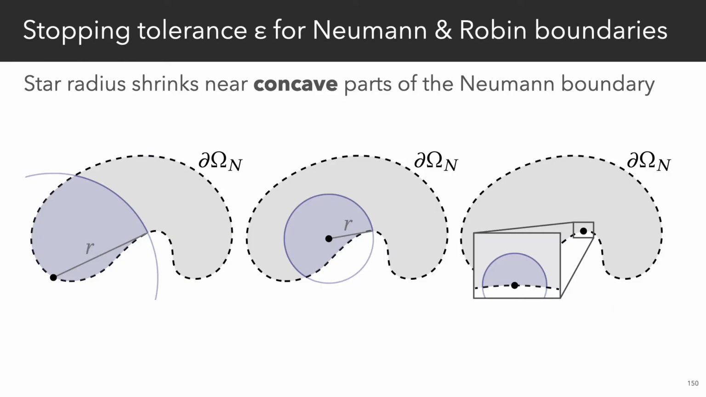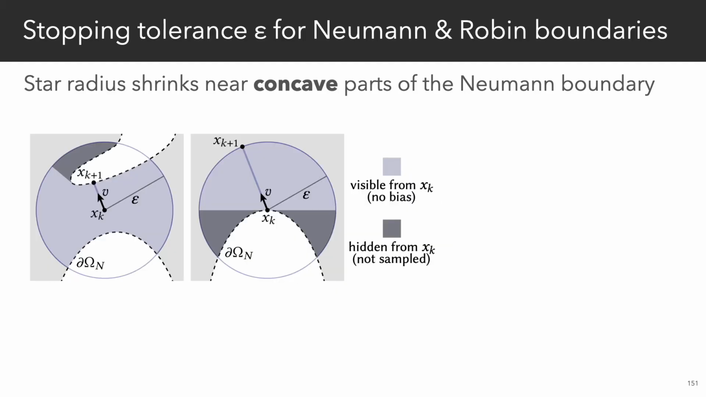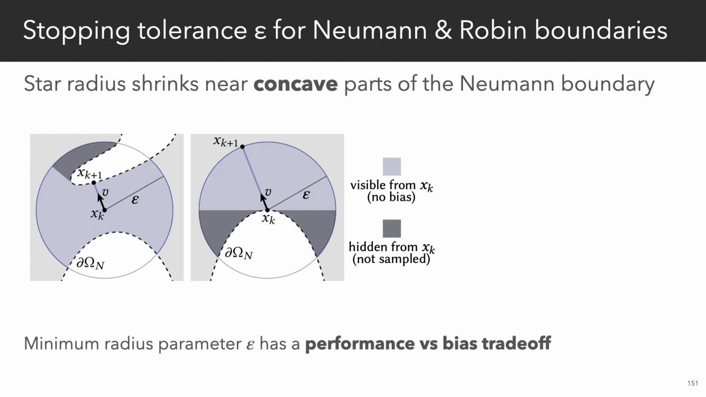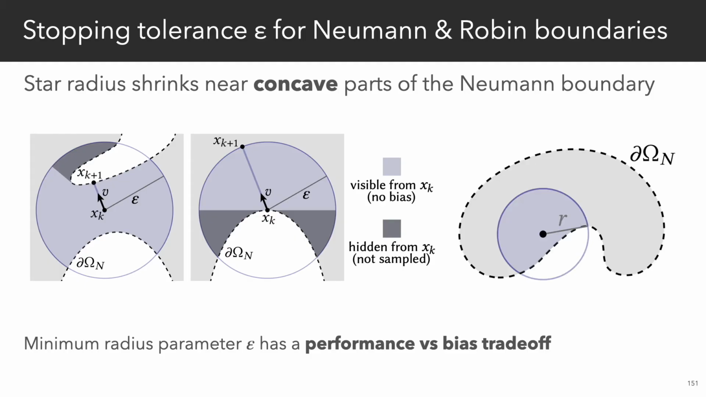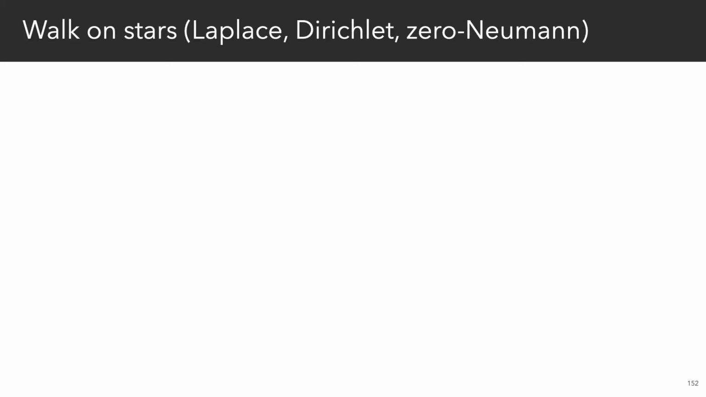There is one caveat with using walk on stars. Near concave parts of the Neumann boundary, the size of a star-shaped region shrinks because the distance to the closest silhouette point goes to 0. So to prevent walks from stopping, we impose a minimum epsilon on the size of the ball, which comes with a performance-bias trade-off like the epsilon shell on the Dirichlet boundary. But it's important to note here that the size of a star-shaped region is actually typically much larger even slightly away from a concave boundary. And in practice, we can use local curvature estimates to set this parameter adaptively, which would result in larger spheres and faster runtime performance.